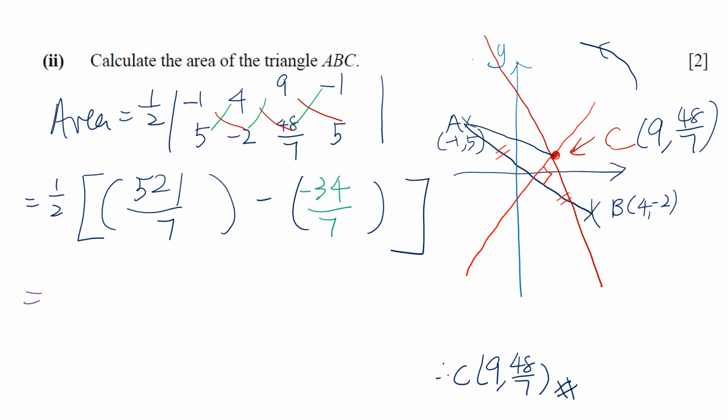Oh no, I made a mistake. 1 divided by 2 bracket. You have to make sure it is keyed in correctly. That's why you have to use the calculator carefully. 39. What a weird answer. 39.9, and 14 unit square. Okay, this is how you do it.